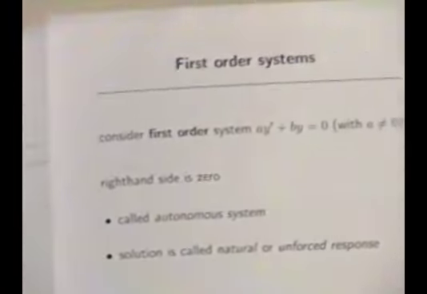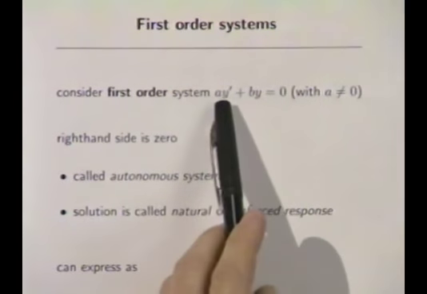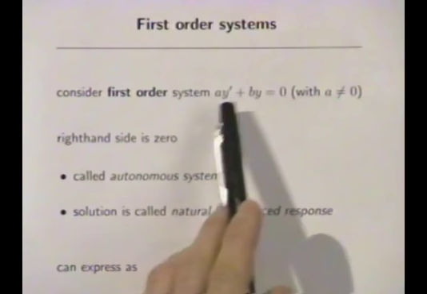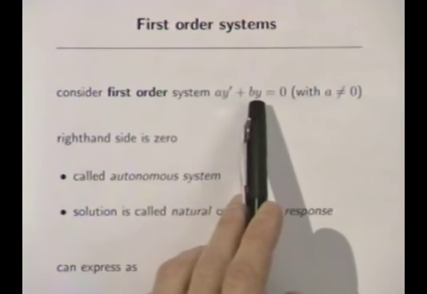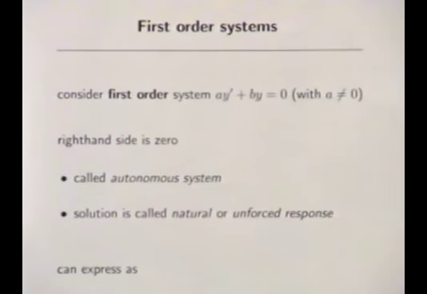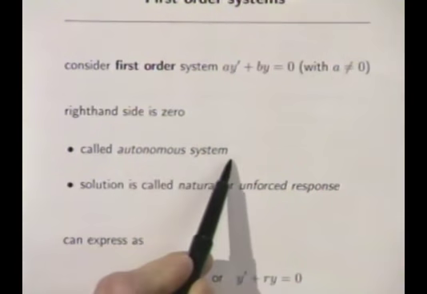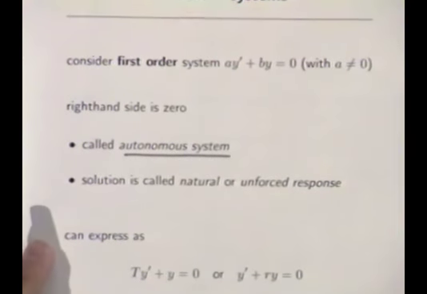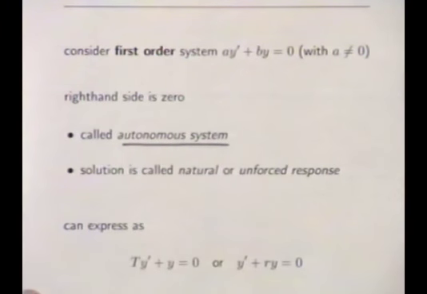Okay. So we'll start by looking at first-order systems. This is kind of review. A first-order system is a first-order differential equation. We won't even have an input. This just says that the derivative of a signal and the signal are related by a proportionality constant. Okay? This is called an autonomous system because there's no input to it. It's not being driven by anything. And the solution of this differential equation is called the natural or unforced response.